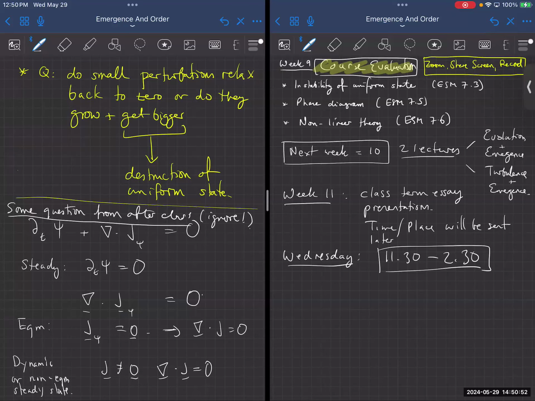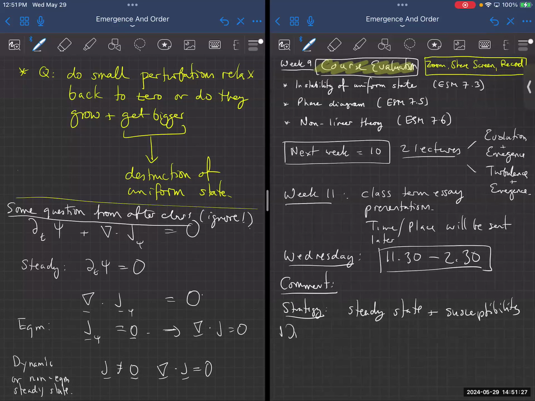I'm going to follow what is section 7.3 in my book. So let me just make a comment. The strategy that we're pursuing is look at the steady state and look at its susceptibility. And we did the same thing in Landau theory, but I didn't tell you that.